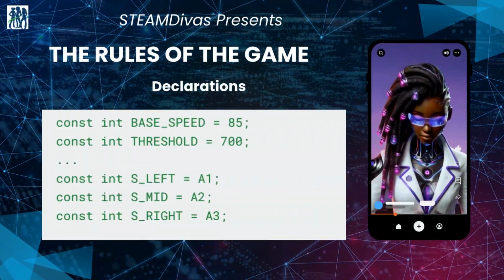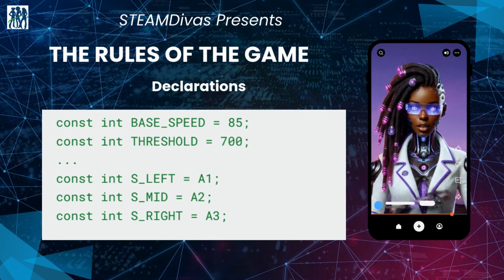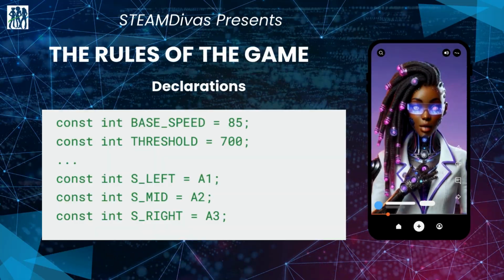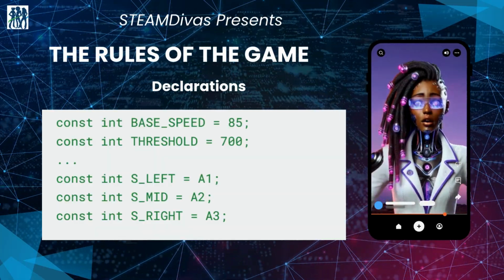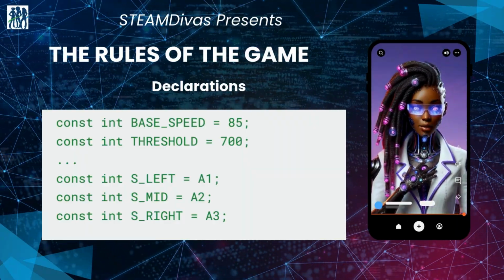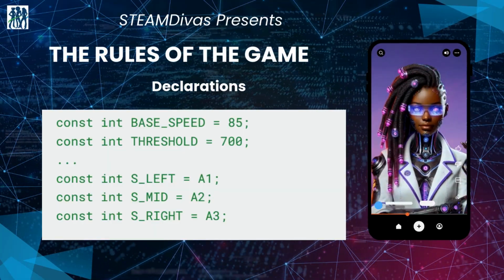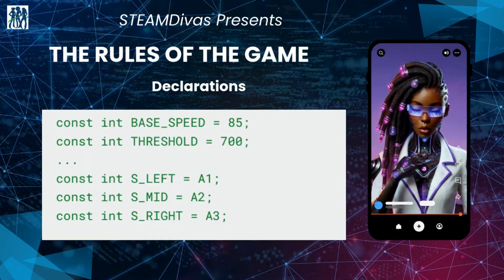Now we have a whole section of constants. When you see const int, it means this is a number that won't change. This is good practice because it lets us name a value, like base speed, so we can easily change Lilybot's speed later without searching for it every time it appears in the code. We also give names to Lilybot's pins, so S_left is easier to remember than A1.